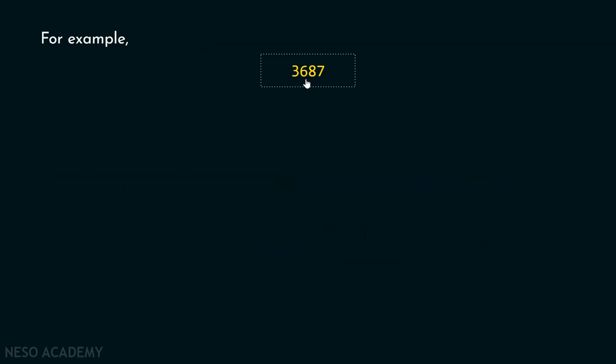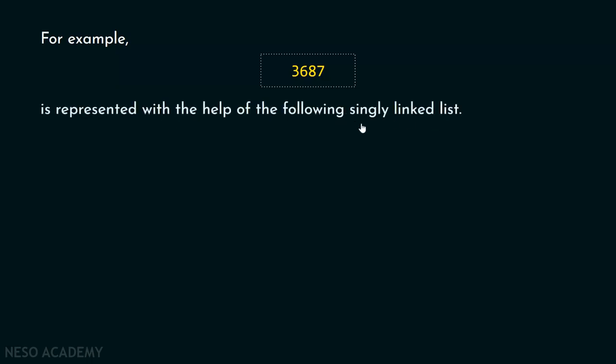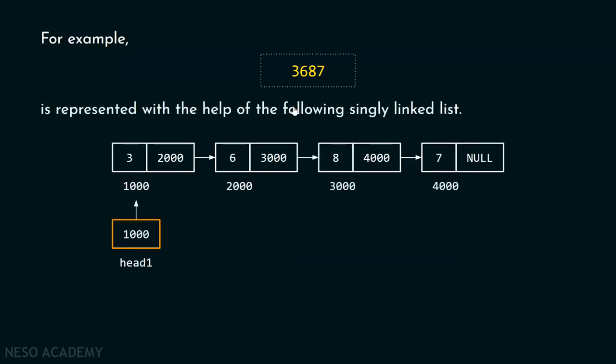For example, let's say we want to represent this particular number 3687 with the help of a linked list. This can be represented with the help of the following linked list. This is how the linked list for this number looks like. Here obviously the first digit will be placed in the first node of the singly linked list. Second digit is placed in the second node. Third digit is placed in the third node. And the last digit of this particular number is placed at the last node of the singly linked list. Right? And here you can see this head1 pointer is pointing to the first node of the singly linked list.